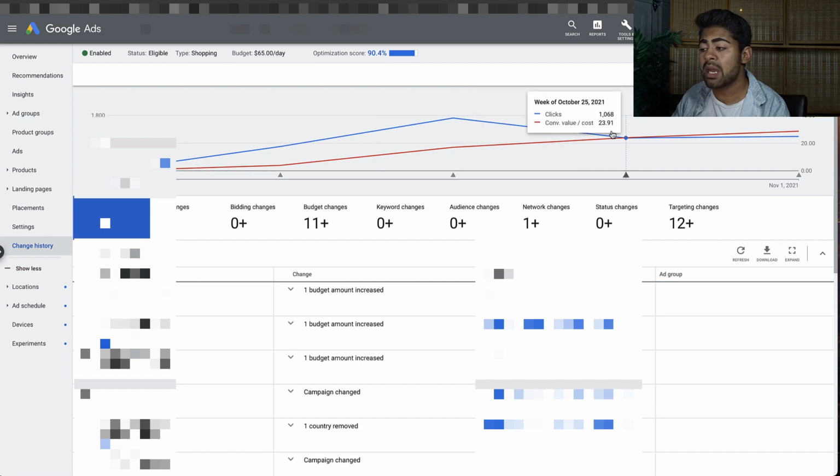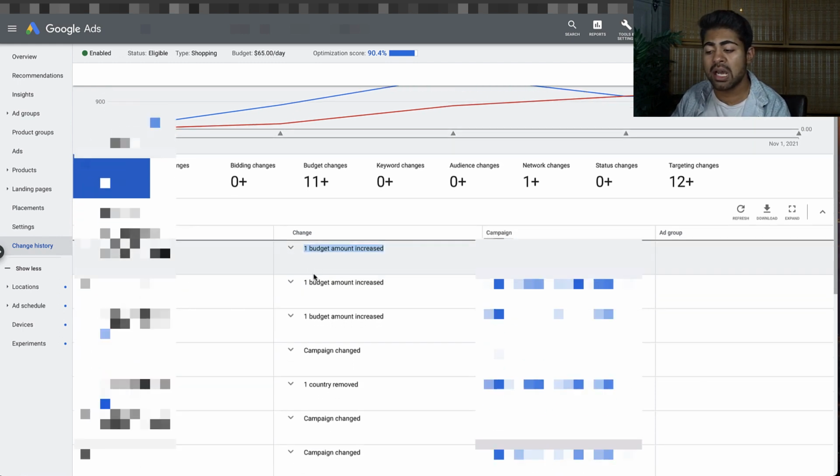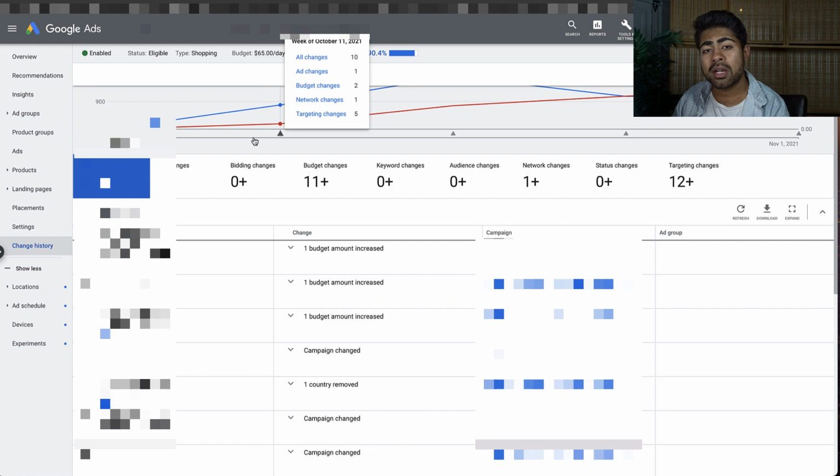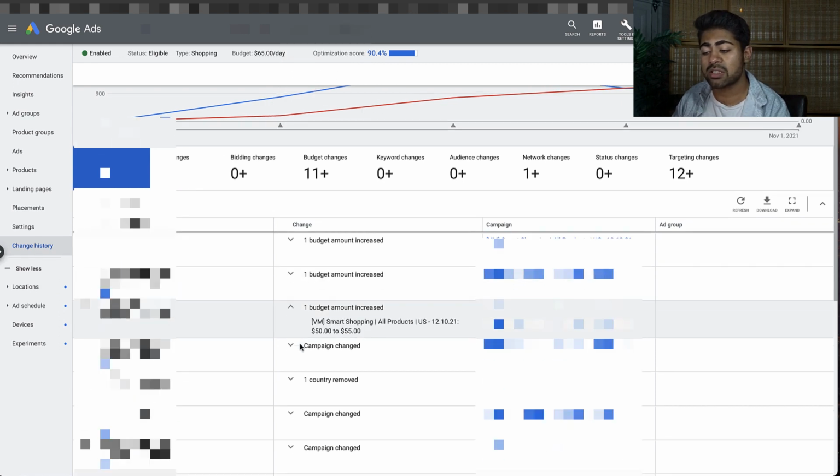But over time, it has been going up, and that too with us increasing the budget. As you can see, we have been increasing the budget several times. But we have been increasing it by a lower amount because this campaign started at only $50 a day. So first, we increased it by only $5, which is only a 10% increase. Again, that was simply because our client right here, he didn't really want to scale that fast.